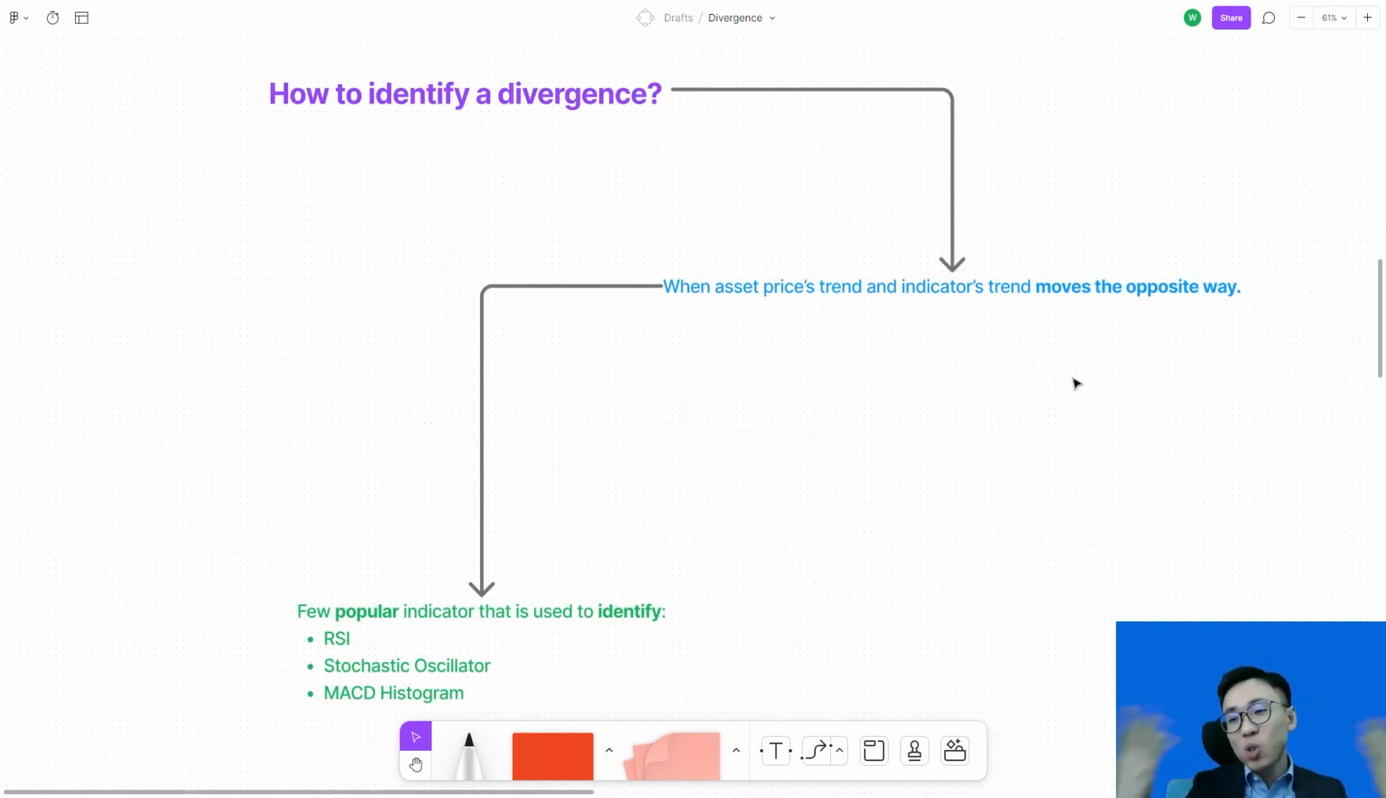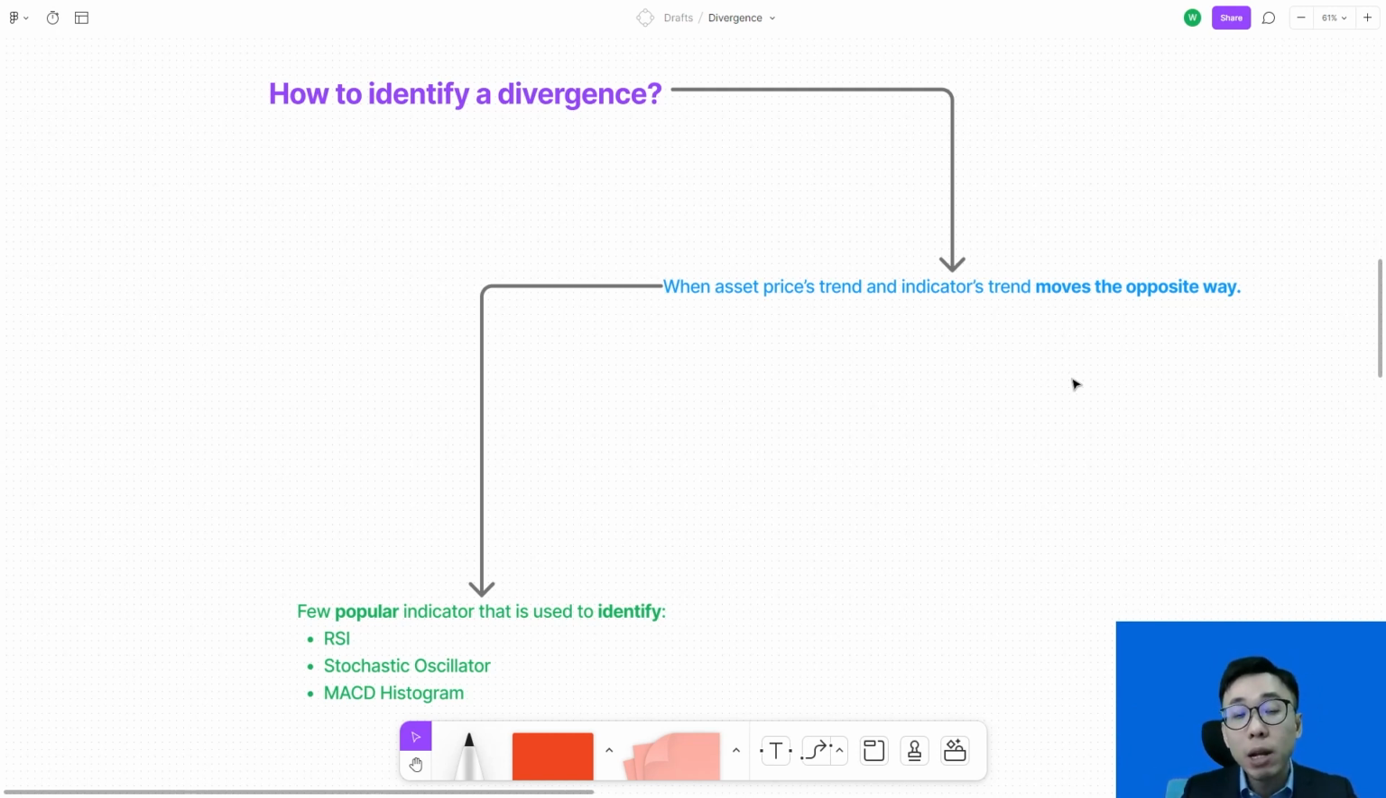Now, since I've talked so much about what is divergence and how it may look like, but without an illustration, right now we're going to identify a divergence, how it's going to look like and a bit of its utilization. So how do we identify a divergence? It occurs when the asset's price trend and the indicator's trend move in opposite ways. I'm going to show that later with my diagram.